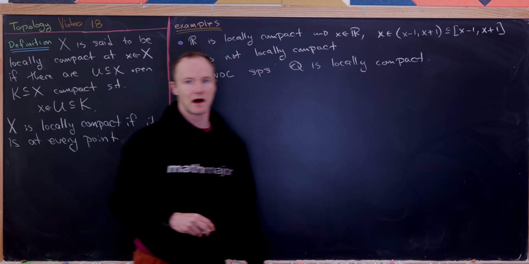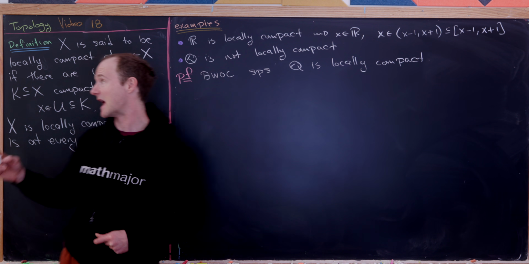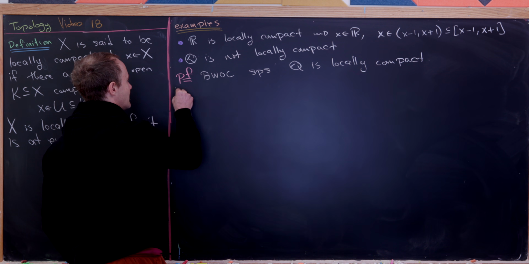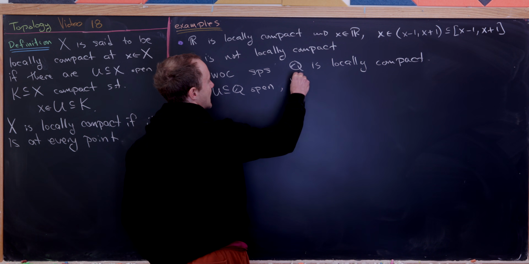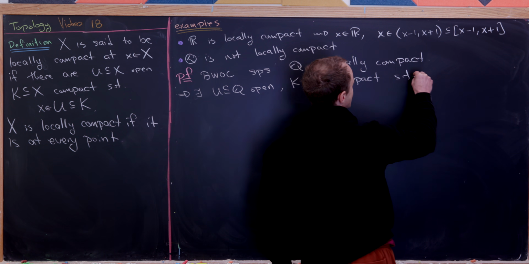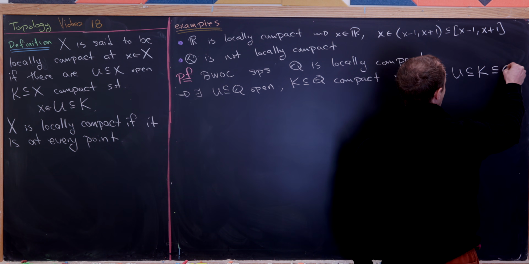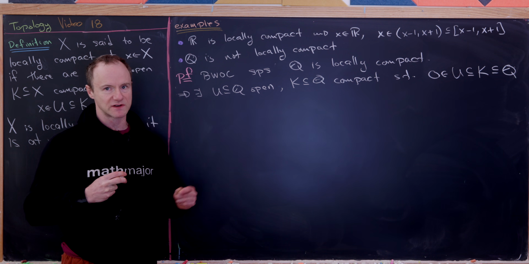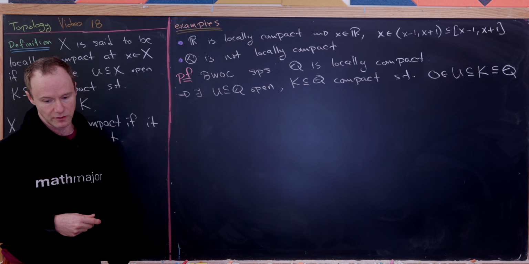And if it's locally compact everywhere, then it's locally compact at 0. But that means that there exists U inside of Q, which is open, and K inside of Q, which is compact, such that 0 is an element of U, which is contained in K. And I'm just going to put that all of these are subsets of Q, just to keep in mind that our relative topology, or our subspace topology, here is the subspace topology on Q.